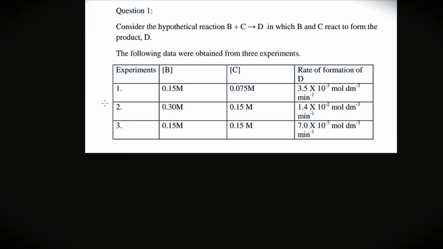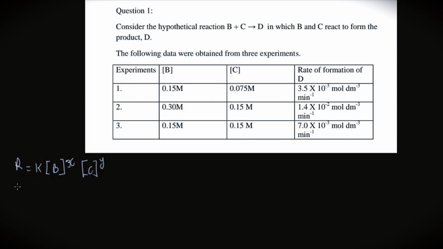So let's look at question 1 here. Consider the hypothetical reaction in which B plus C gives D. The following data were obtained from 3 experiments. So here is the data for experiment 1, the data for experiment 2, and the data for experiment 3. First of all, write the rate law. We can say that the rate equals K[B]^x[C]^y. So the order of the reaction with respect to the concentration of B, let's call it X, and the order with respect to the concentration of C, we call it Y.